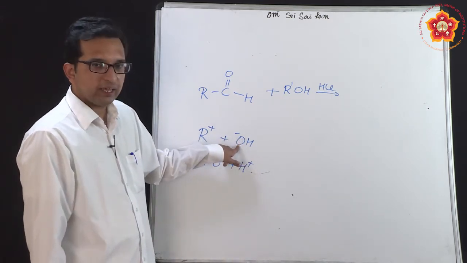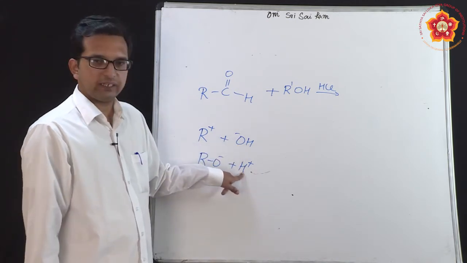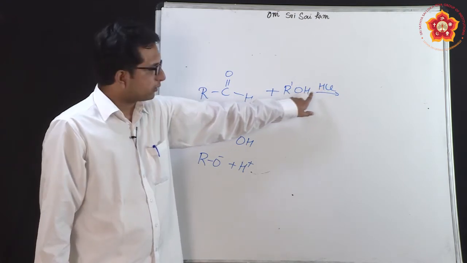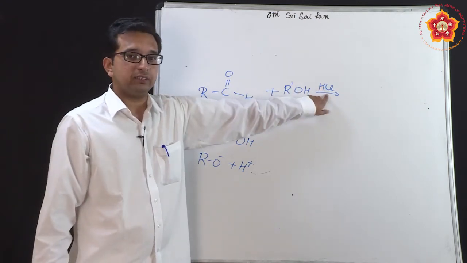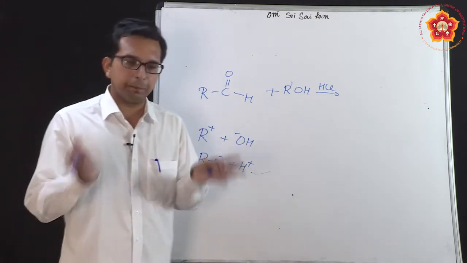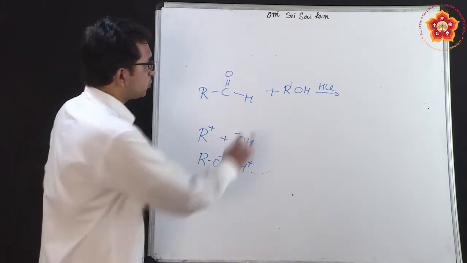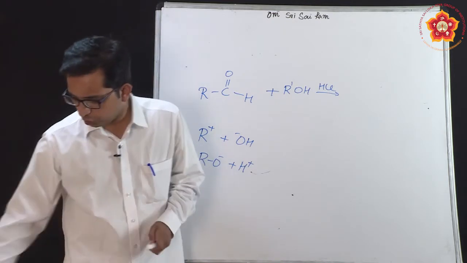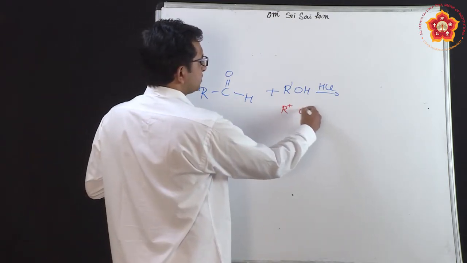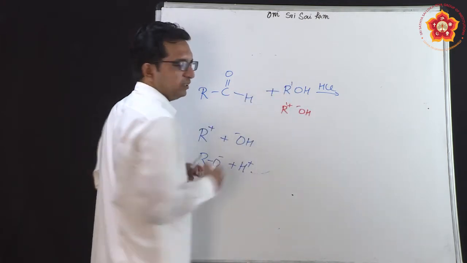In one case it acts like a base, and in the other it acts like an acid. But since you have already used an acid, the compound along with the acid will have to act as a base, because acid and acid will not react, acid and base will react. Therefore, the splitting in this case can be shown as R dash plus and OH minus.